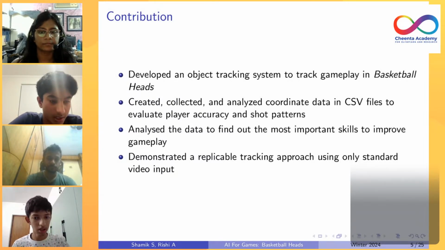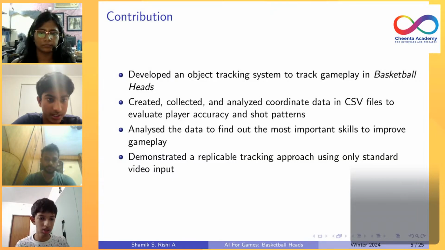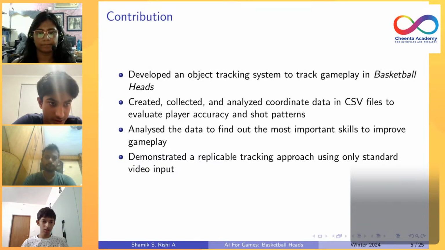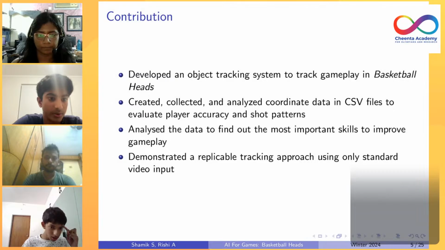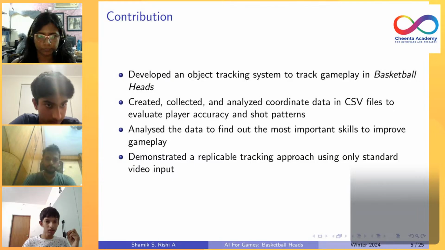In this project, we've developed an object-based tracking system to track gameplay in Basketball Heads. We've also collected and analyzed our own coordinate data from our own gameplay in CSV files to evaluate player accuracy and shot patterns. We have also analyzed the data to figure out the most important skills to improve gameplay. We've also demonstrated a replicable tracking approach using only standard video input.